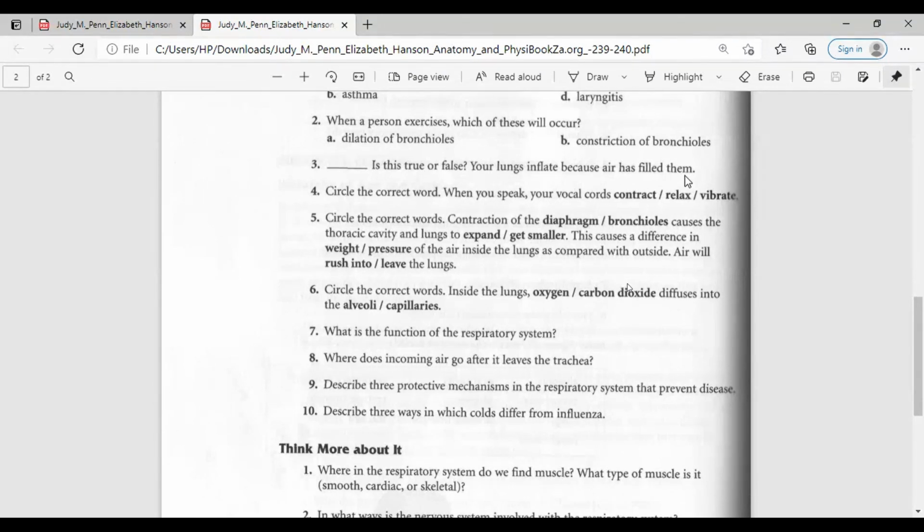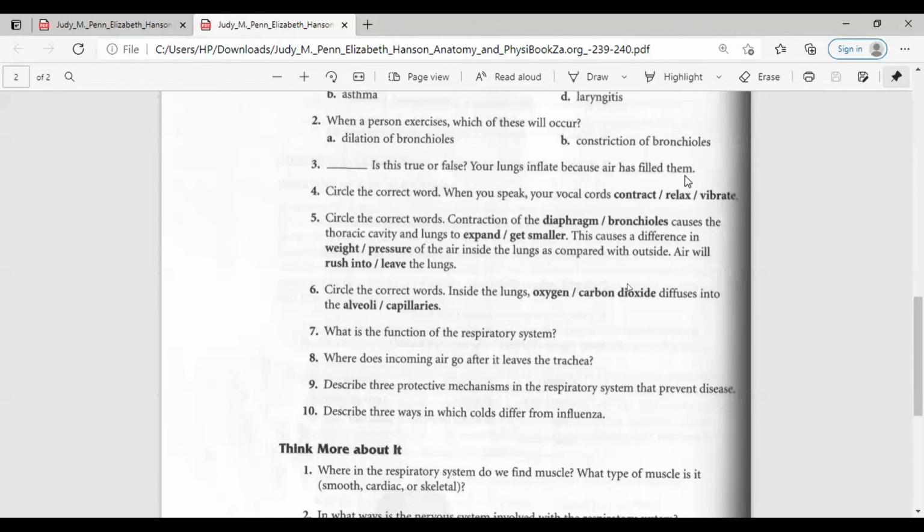Do you still remember the process of diffusion? How does diffusion work? Molecules tend to move from the area where there is a high concentration of them to the area where there is a low concentration of them. So in this case, inside our lungs, oxygen diffuses into capillaries, because capillaries carry the oxygenated blood.